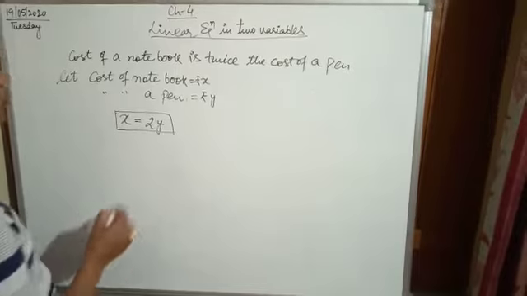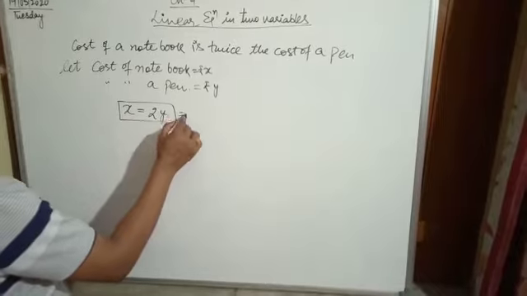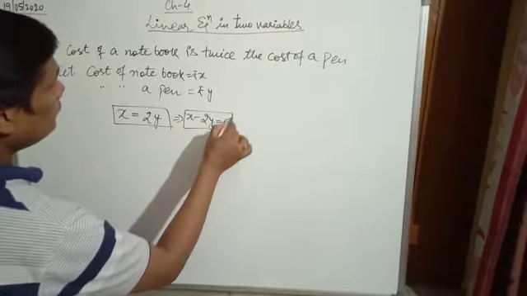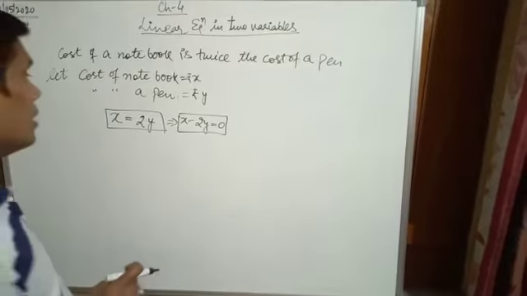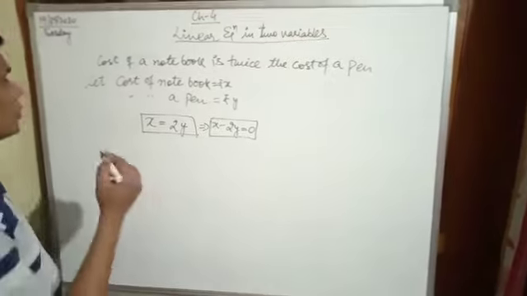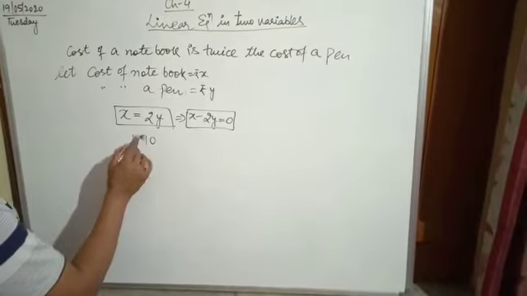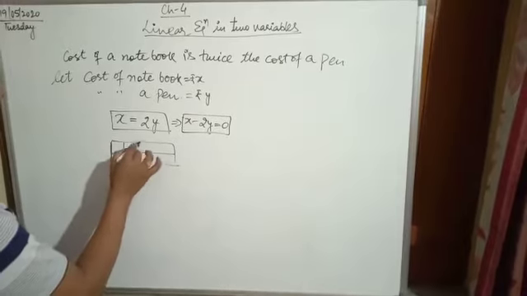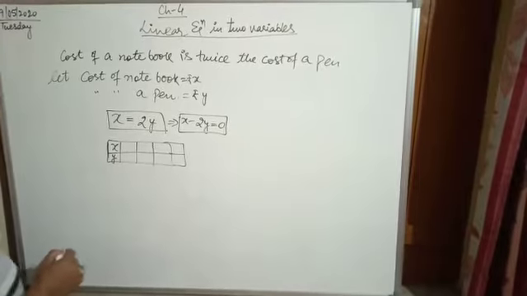The cost of a notebook is 2 times or twice the cost of a pen, or we can write it as x minus 2y is equal to 0. Now this is a linear equation in two variables. We can change the value of y and get the value of x. Suppose we take y is equal to 10. A lot of solutions we can get from the given linear equation. Suppose we get 4 solutions of this equation.